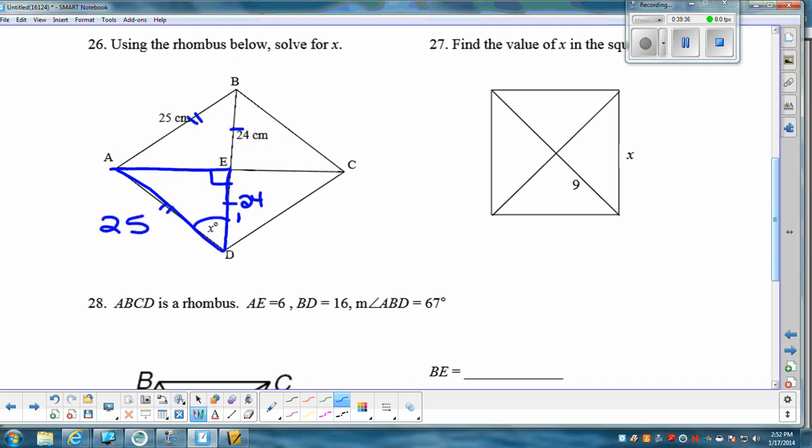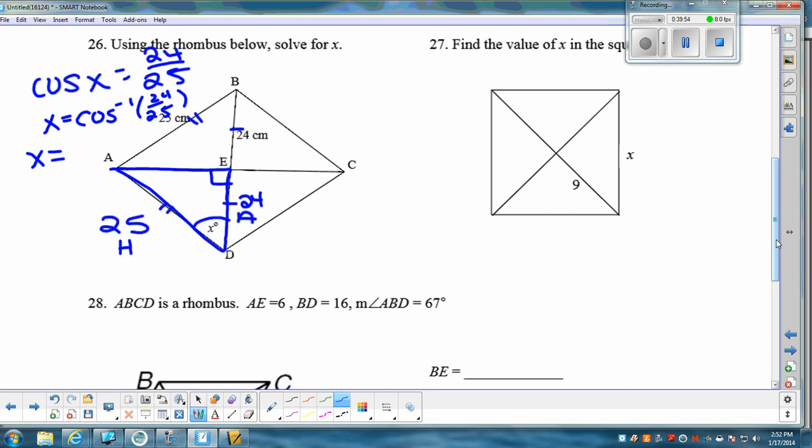24 is our adjacent side, 25 is our hypotenuse. So we are using cosine of x equals 24 over 25. And since we're looking for an angle, we need to use the inverse. So we get that x is 16.260 degrees.